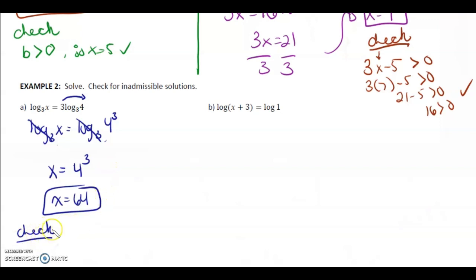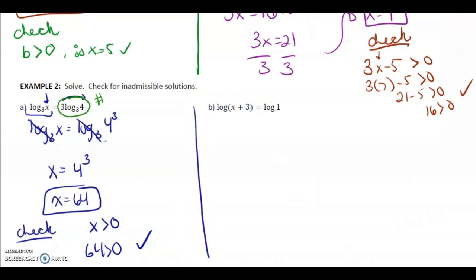So what we want to do is check. So going up to the original, this right here is just a number. There's no x value in it. We don't have to check the right-hand side. For the left-hand side, we have an argument of x. So we're essentially saying, is x greater than 0? Well, 64 is greater than 0, so this solution is valid. x equals 64.